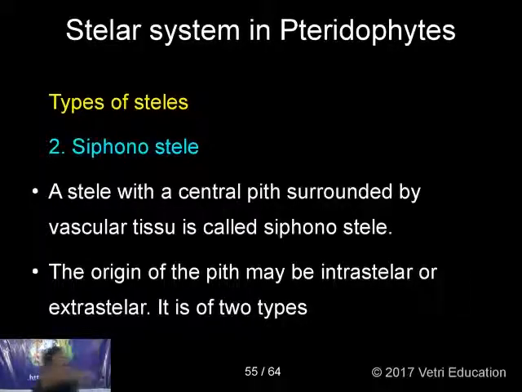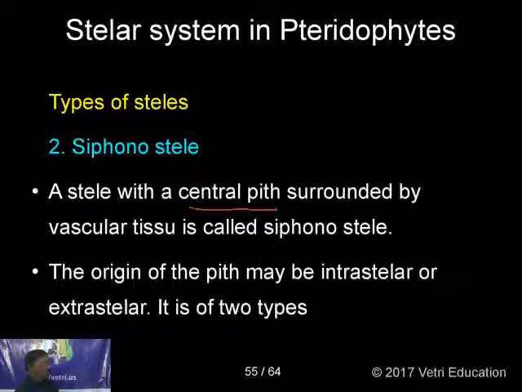The second one is a siphonostele. I told you already, a protostele having a pith is known as siphonostele. Here the stele, a central pith surrounded by vascular tissue, that is xylem and phloem, is called a siphonostele. It's very important.